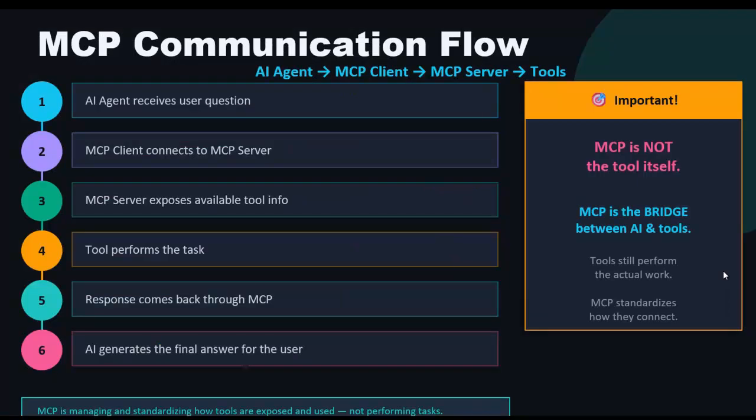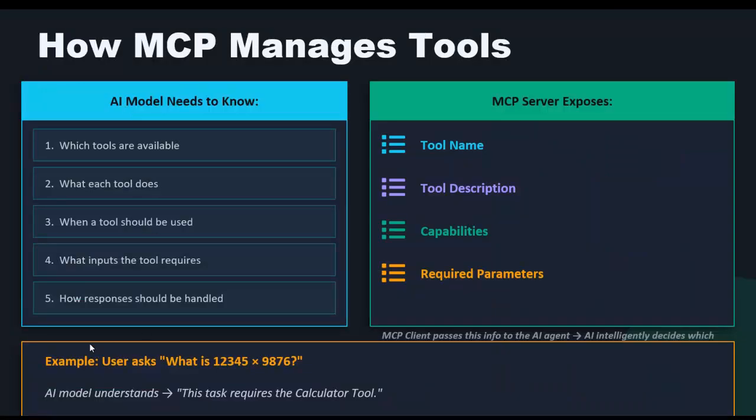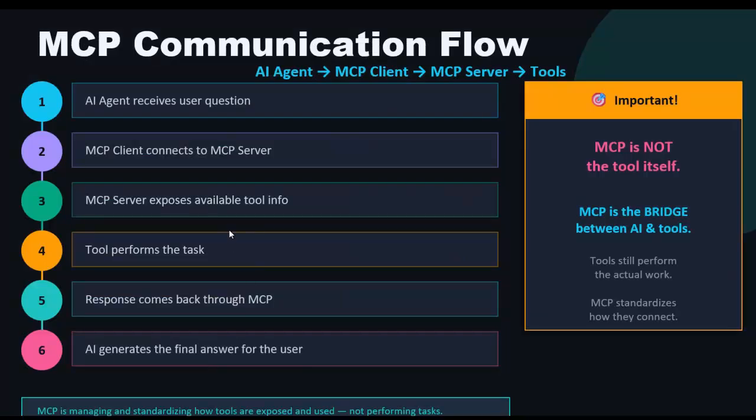So now let's first discuss the MCP communication flow. Then we will discuss MCP architecture. So here you can see the step by step MCP communication flow. First, the AI agent receives the user question, as we discussed. Assume that this is the question. The MCP client connects to the MCP server. The MCP server exposes available tool information. The tool performs the task, and the response comes back through MCP. And finally, the AI generates the final answer for the user.